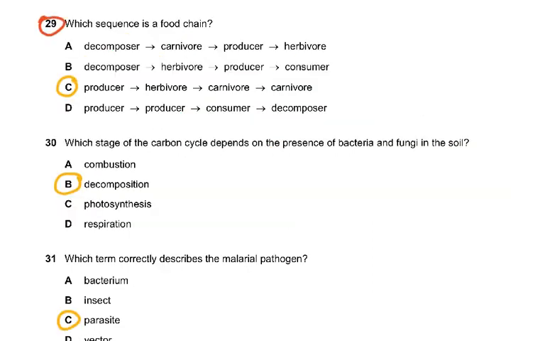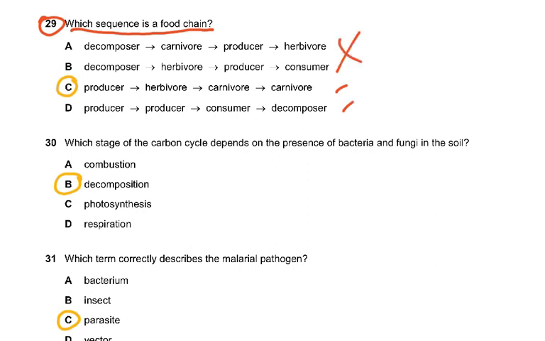Question 29. Which sequence is a food chain? Now, in a food chain, you know there's a producer, then there's a herbivore, then a carnivore, and then a carnivore. So it couldn't be, producer has to be first. So it could have either been C or D. It couldn't have been this one.